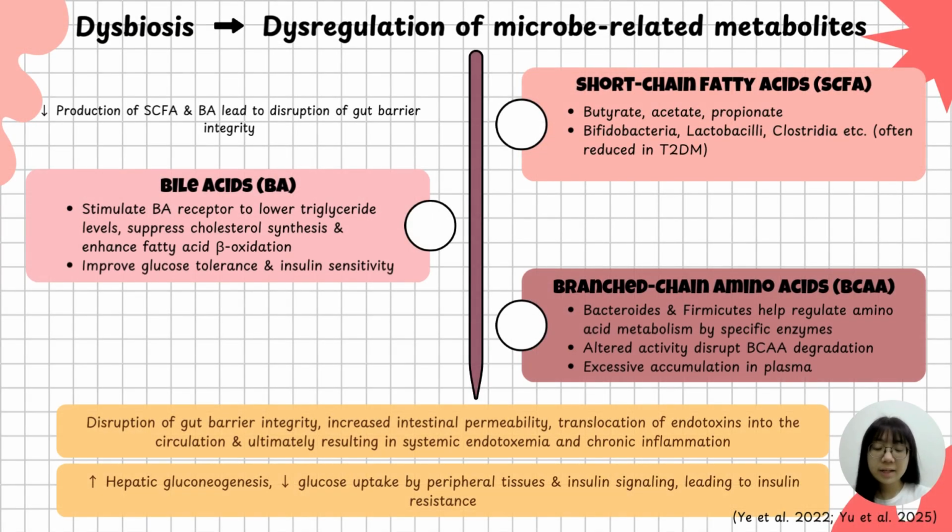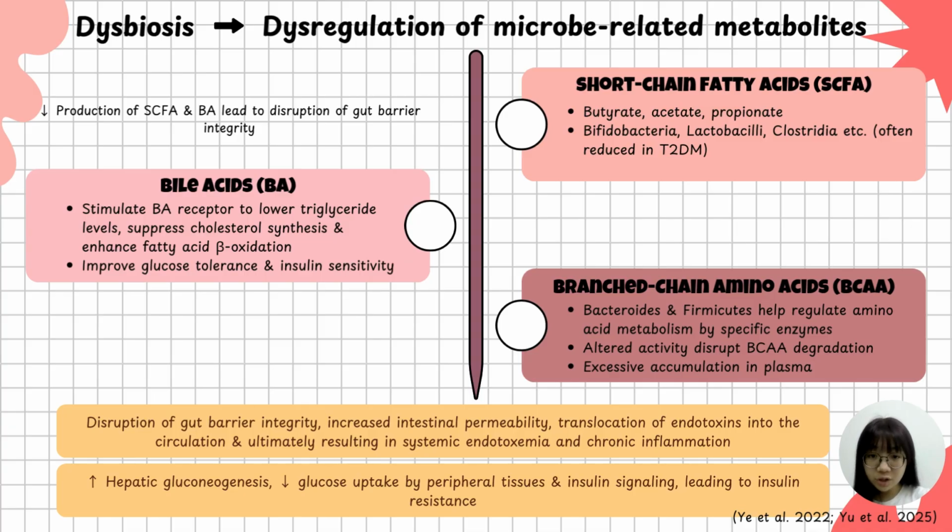Other than that, dysbiosis also leads to dysregulation of microbe-related metabolites. Short-chain fatty acid production such as butyrate, acetate, and propionate are reduced in type 2 diabetes mellitus. This usually improves glucose tolerance and gut health. Next, bile acids produced by gut microbiomes help regulate cholesterol levels and improve glucose tolerance and insulin sensitivity. However, in dysbiosis, their signaling to stimulate the receptor is disrupted.